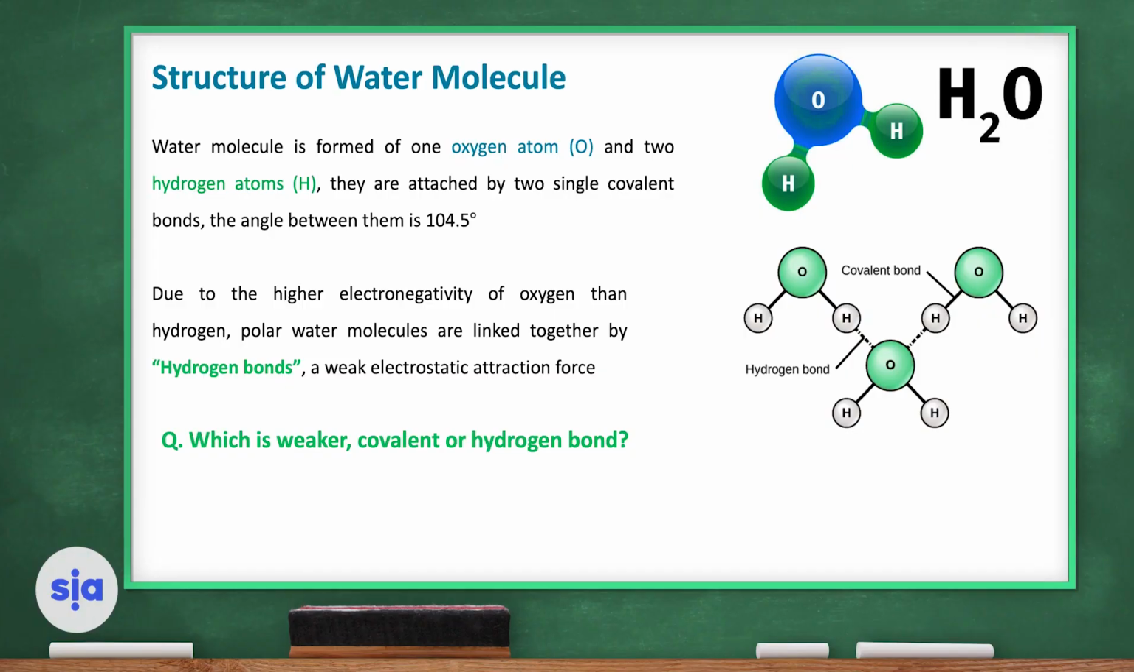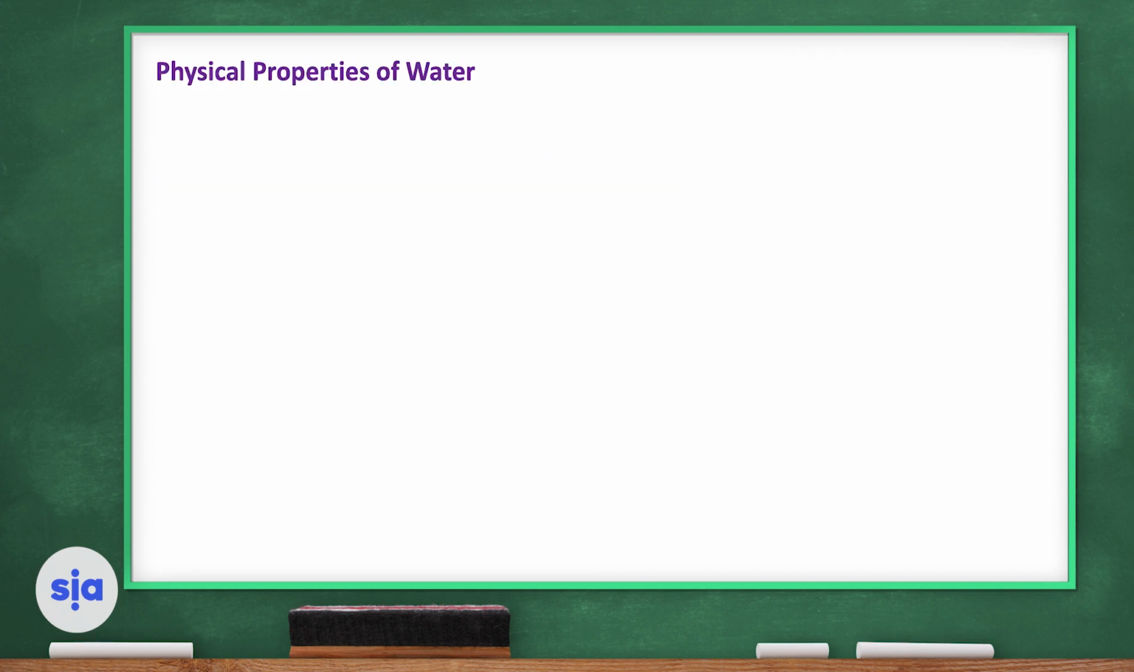So now can you predict which is weaker, the covalent bond or the hydrogen bond? Of course, the hydrogen bond is weaker, and it is responsible for the unique and abnormal properties of water. Let's talk about physical properties of water.